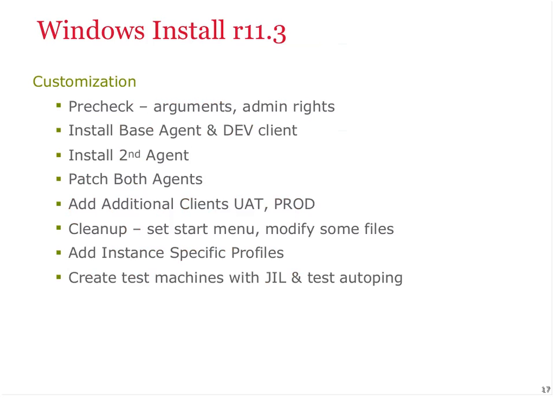That's Unix, and on the Windows side, it's very similar in the process, the steps we do. So within that overarching script, we break it down into steps. Pre-check, check for space, check for admin rights. Install the base agent, install a second agent. So we have a redundant agent. We patch both agents. We add all the additional clients, UAT, prod, dev. And then we clean it up.